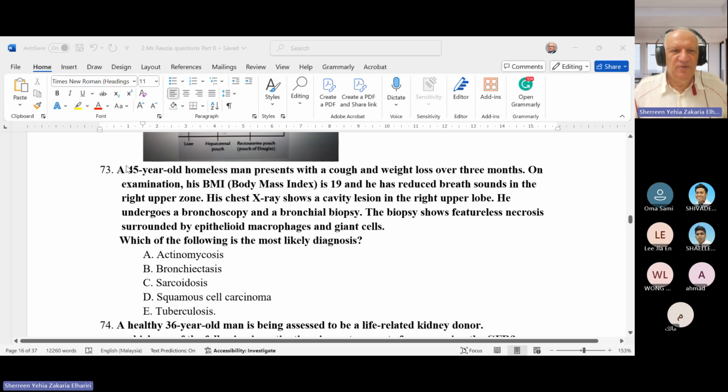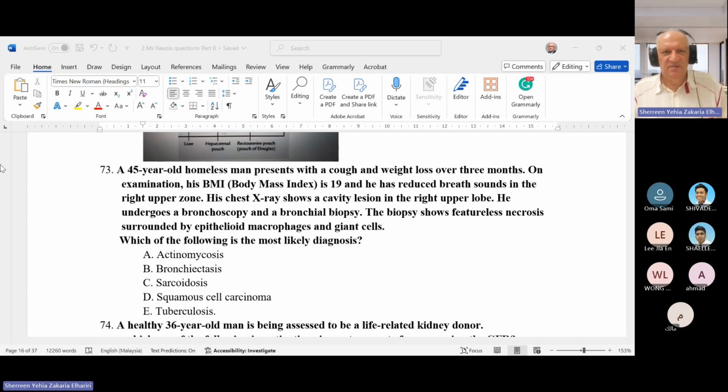Next question, 45 years old, homeless man presented with cough and weight loss. Usually, if you mention in England a homeless man, or overseas, or a patient who came from another country like India, most probably they are looking for TB. Or some immunocompromised patient and all this.